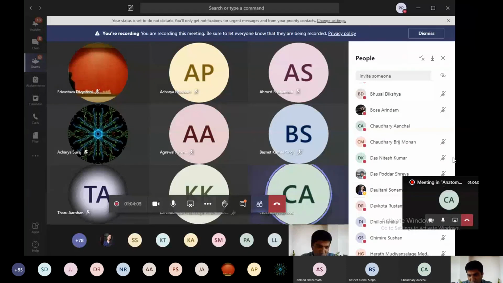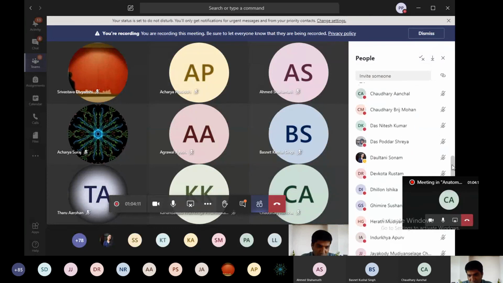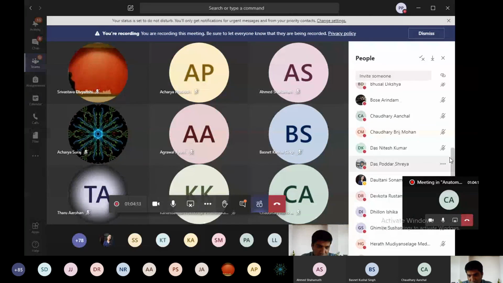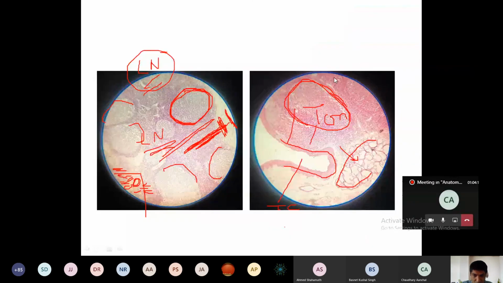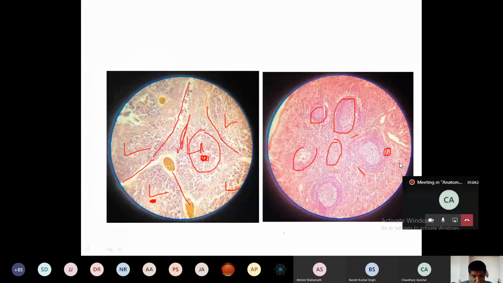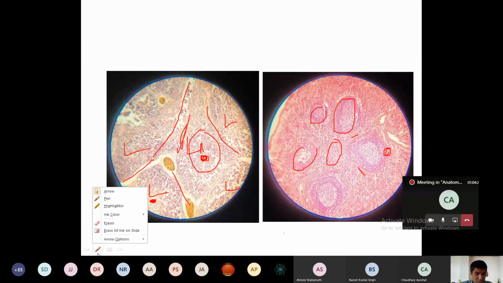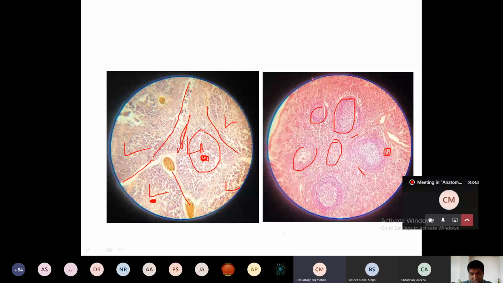One more student I can pick up after the answer. Bridge Mohan Chaudhary, are you there? I'll not ask now. You can identify this section. What is this second section? Yes, spleen. Good, you are identifying. So this is the section of your spleen. What are the features you are going to write for the spleen?